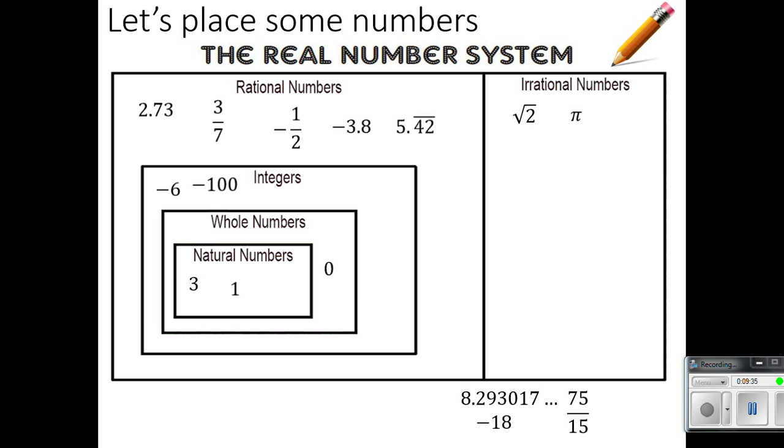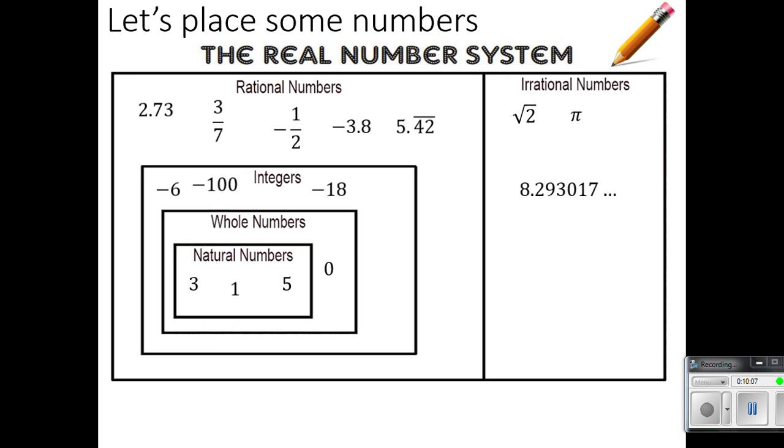8.293017 ... Oh, it doesn't look like it's repeating. It doesn't end, so it's an irrational number. -18 would be an integer. And 75/15. Well, that looks like a fraction. So a lot of people are going to go, oh, that's a fraction, so I'm going to put it in the rational numbers. But it can be simplified. So be careful if numbers can be simplified. It's actually going to be a natural number because it simplifies to 5.